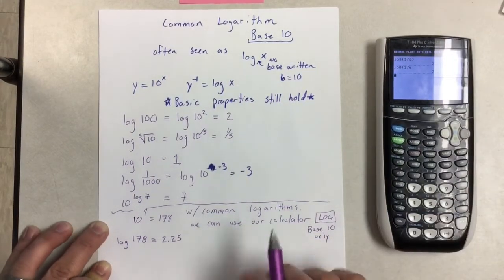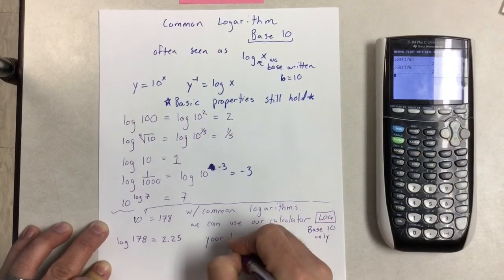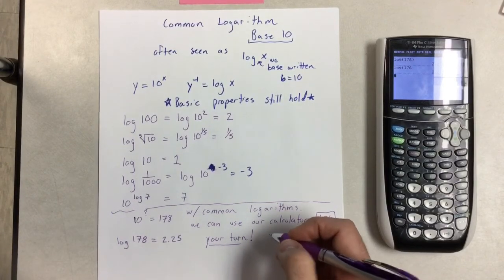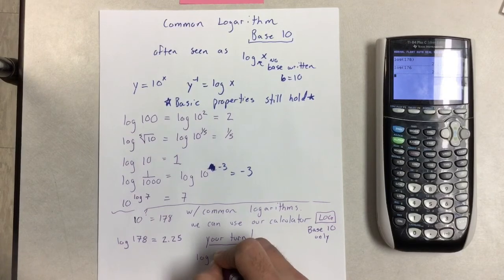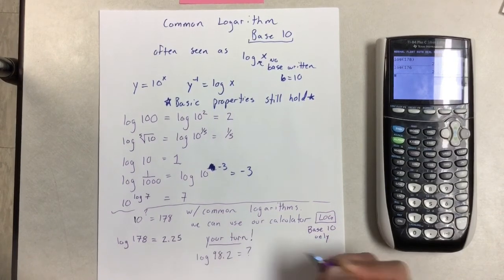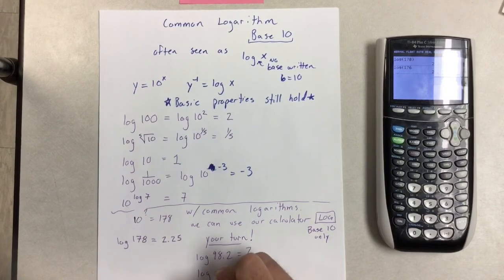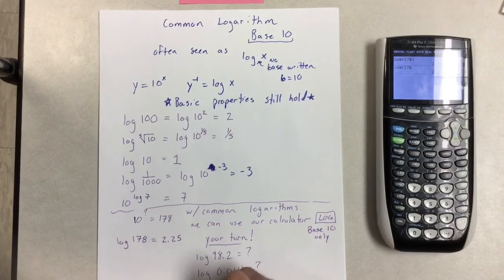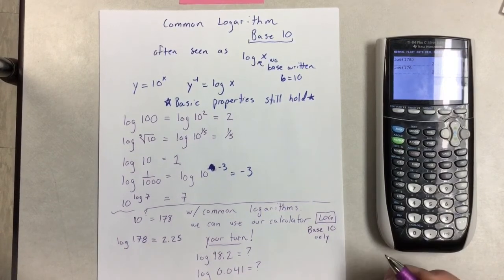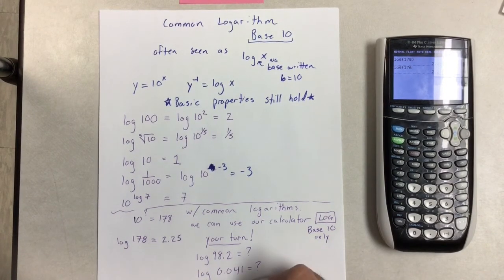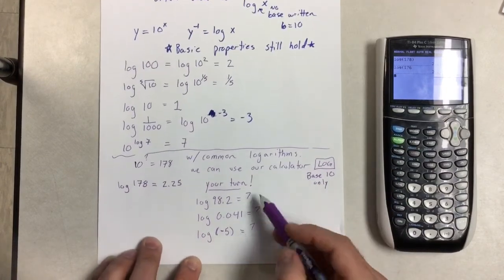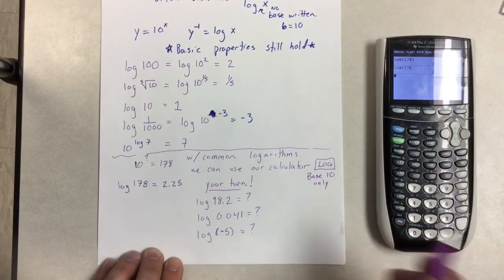Closing this video, there's not much to this. I want it to be your turn. Using a graphing device, evaluate log of 98.2, log of 0.041, and log of -5. Evaluate each of these. I posted the actual solutions to these in the notes, so compare what you have there.